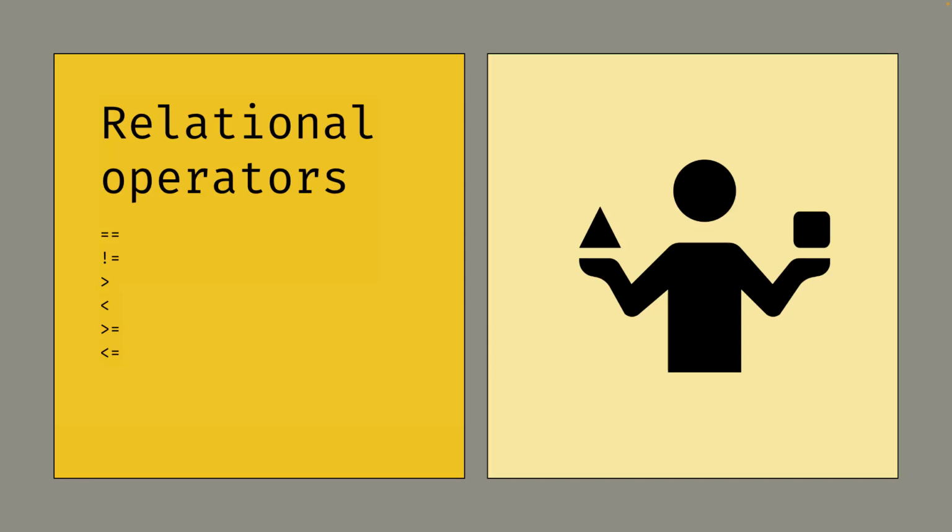Equals, or exclamation mark equals, meaning doesn't equal, bigger than, smaller than, bigger than or equal to, smaller than or equal to. Let's explore them briefly in IntelliJ.